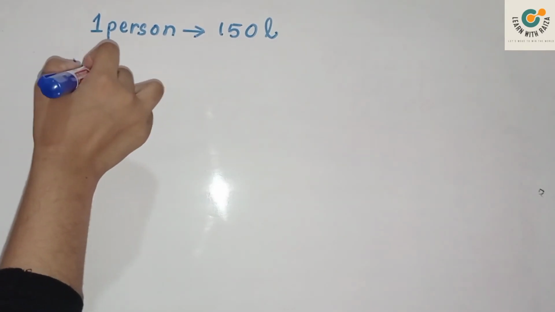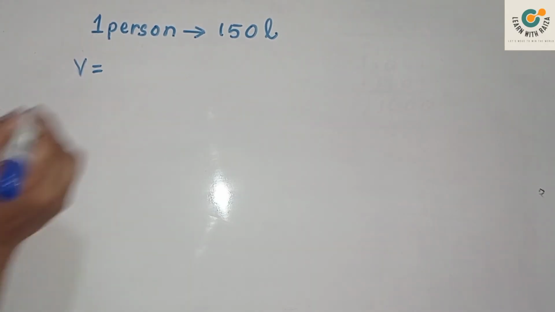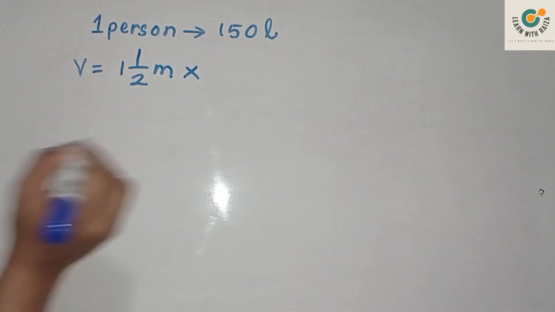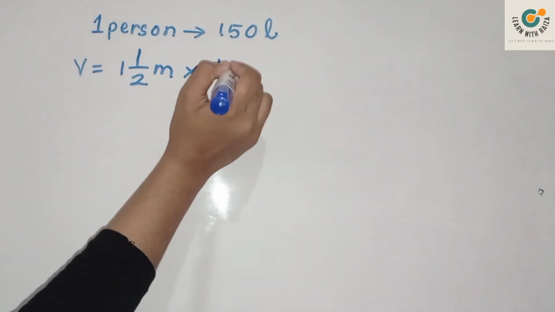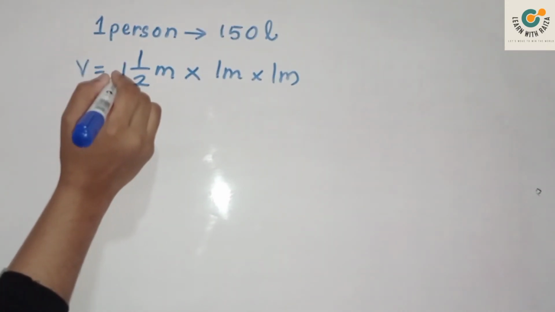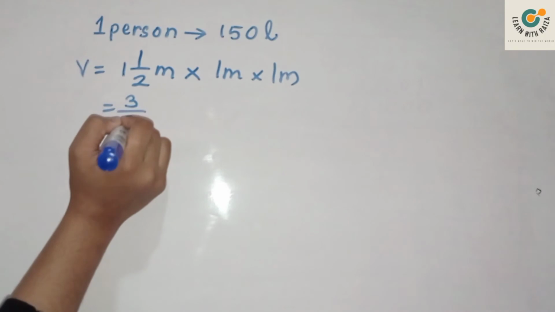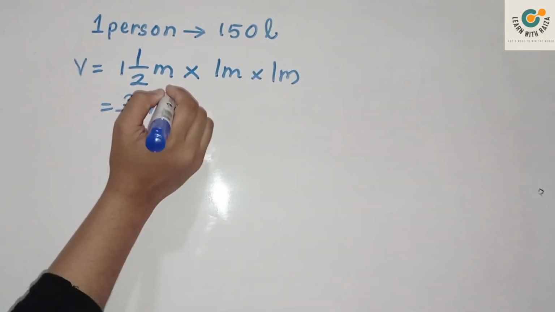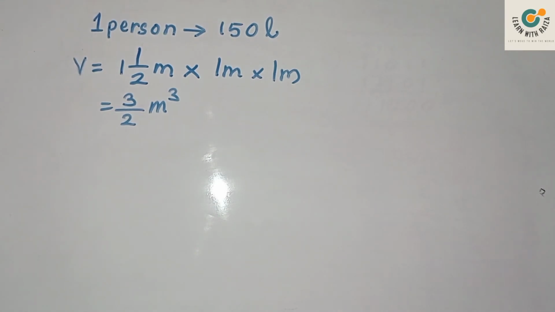So if one person is requiring 150 liters per day and it is a cuboid shaped tank, we'll find the volume. Length is given as a mixed fraction, 1 1/2 meters. The breadth is given as 1 meter. Height is 1 meter. So this will convert into improper: 2 times 1 is 2, 2 plus 1 is 3. 3/2 into 1 into 1 is 3/2. So 3/2 cubic meters is the volume. But they are asking us to find how many people in total will this quantity of water be sufficient for one day.